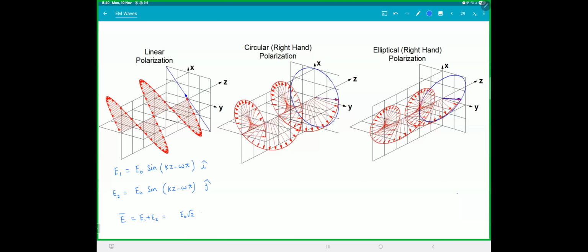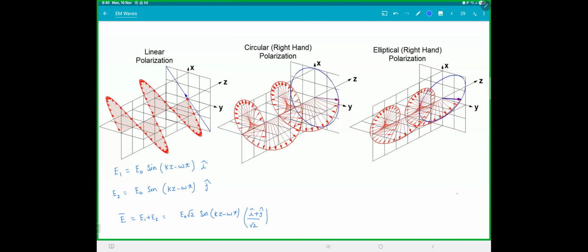This would be E naught root 2 sine(Kz minus omega t) times (I cap plus J cap) by root 2. So basically, when you have two different electric fields which are perpendicular, the resultant will be at an angle, isn't it? In this scenario, it will be 45 degrees. Clear with this? So this is called linear polarization. Why linear? Because the field is only oscillating in one direction. The direction is one and the direction is fixed.